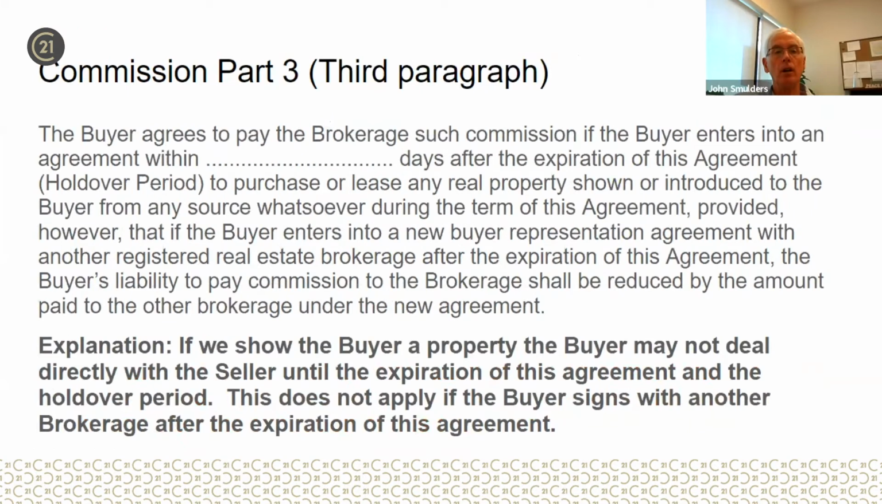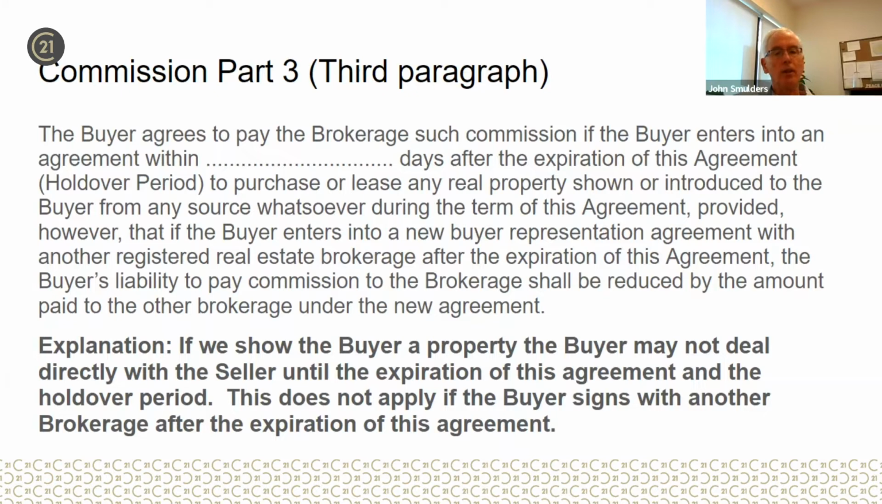Okay. The third paragraph, this is the holdover period. If we show the buyer a property, the buyer may not deal directly with the seller until the expiration of this agreement and the holdover period. Now, before we go on to the next sentence, you'll see that it says, if we show the buyer a property. What the wording actually says is introducing the buyer to a property, which could just simply be a for sale sign, but it really doesn't hold up well. It's basically what you've shown the buyer, okay?